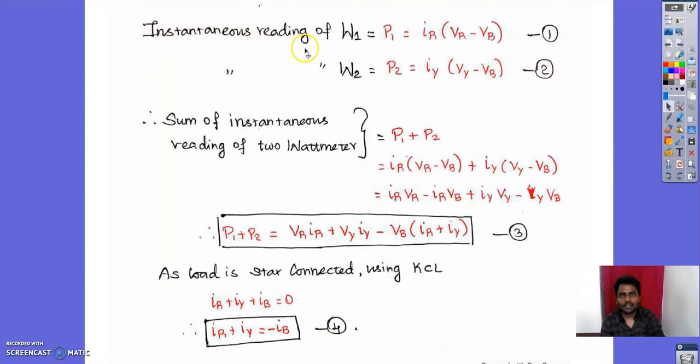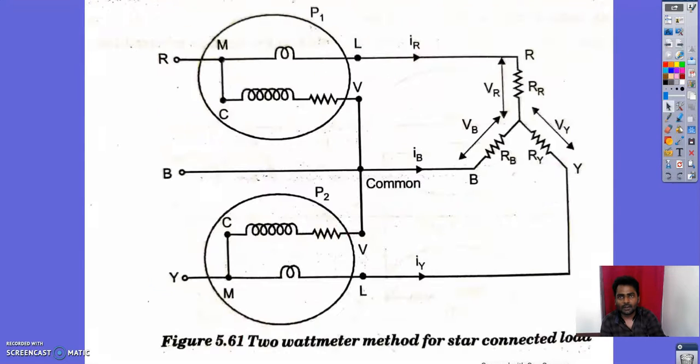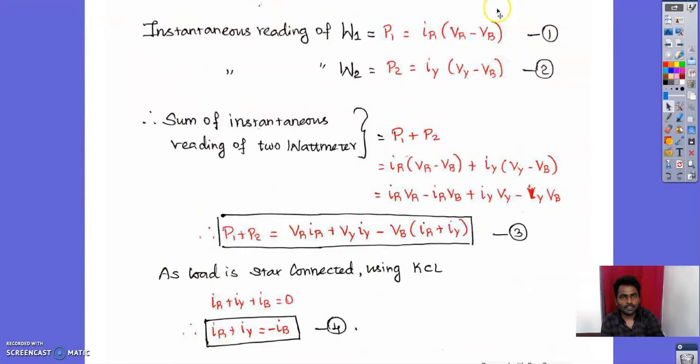So instantaneous reading of the W1 is nothing but your P1. So it is nothing but your IR, current through phase R, into VR minus VB. From the diagram you can understand clearly. So the power P1 is nothing but your current IR into your voltage at your R phase as well as the B phase. That is VR minus VB.